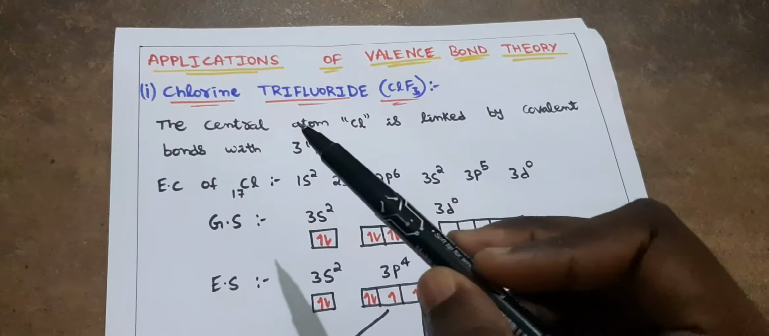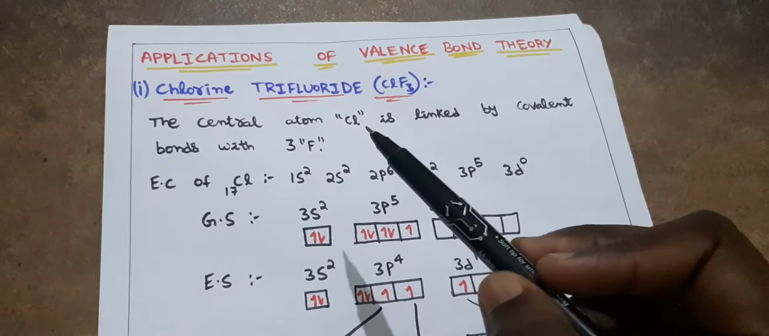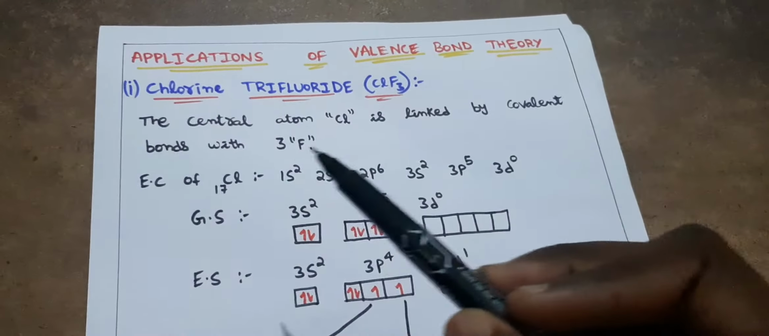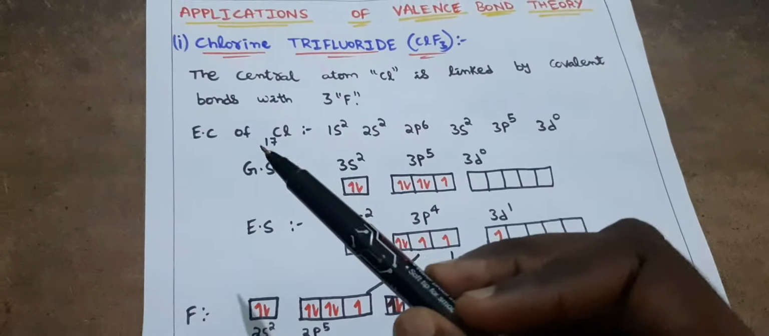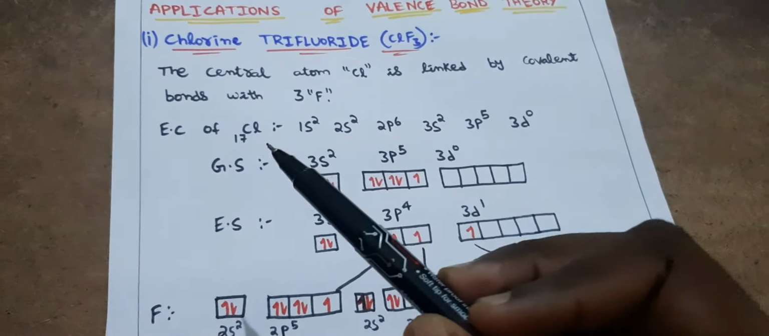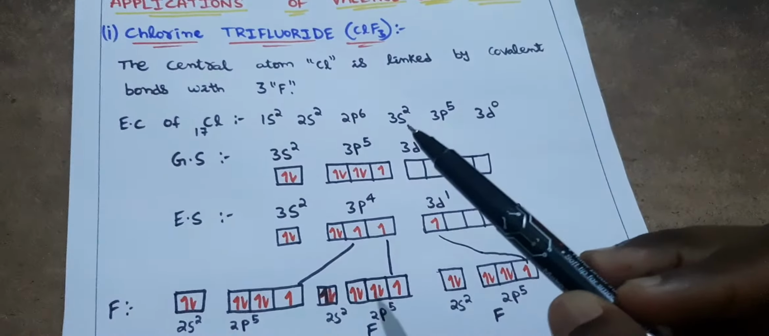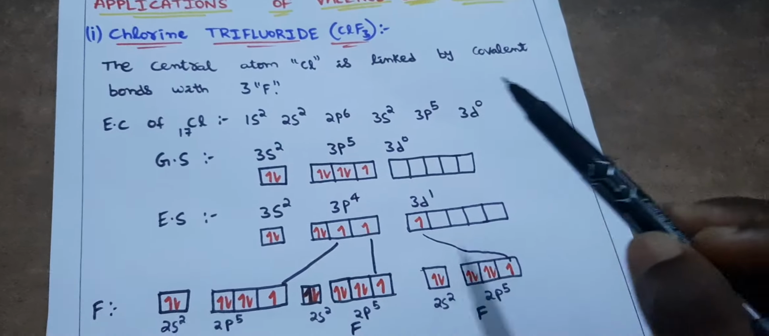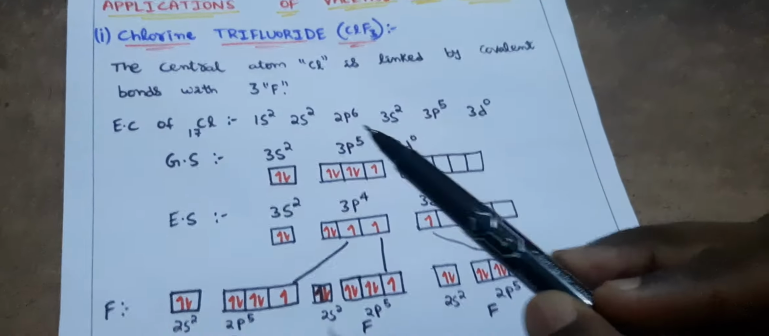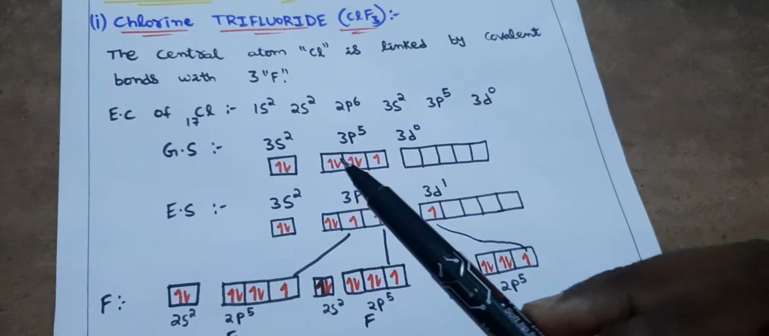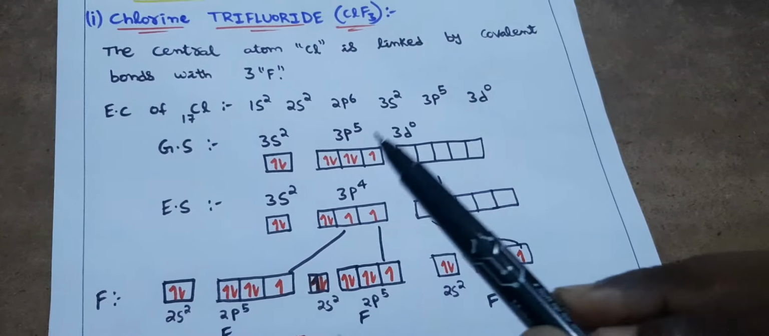In ClF3, the central atom is chlorine. It is linked by covalent bonds with 3 fluorines. Look, the electronic configuration of chlorine is 1s2, 2s2, 2p6, 3s2, 3p5 and 3d0. This is vacant. This is the actual configuration. In the ground state, the configuration is the same. It won't change: 3s2, 3p5 and 3d.